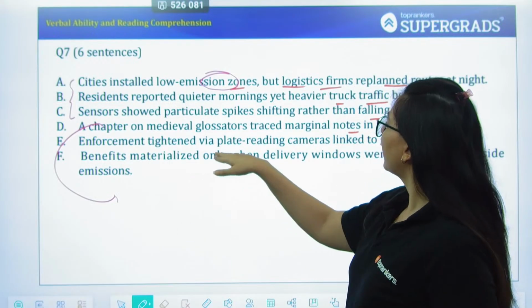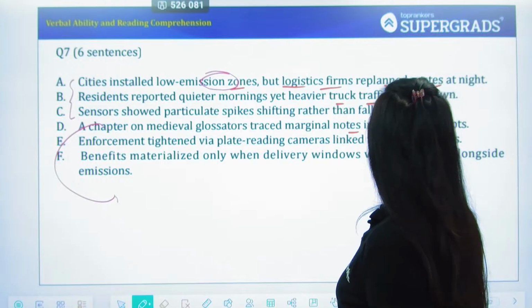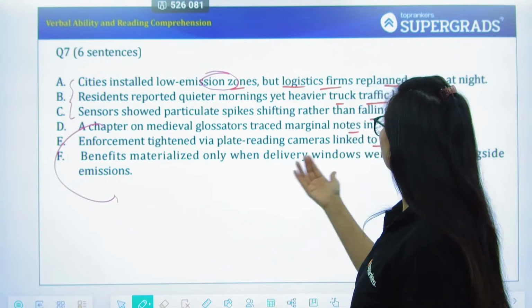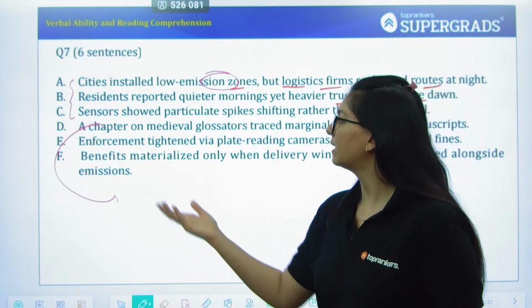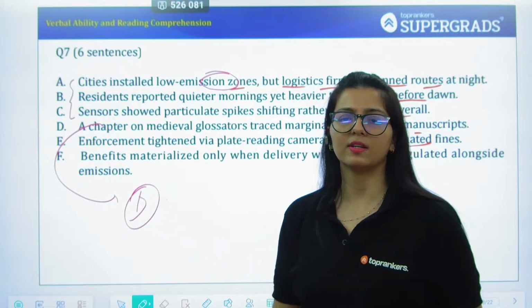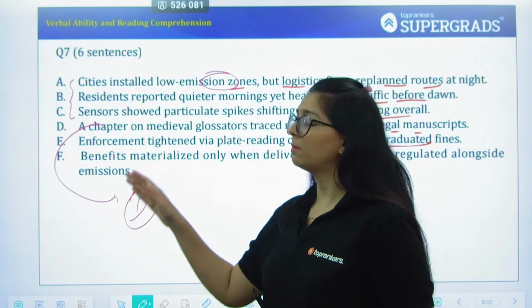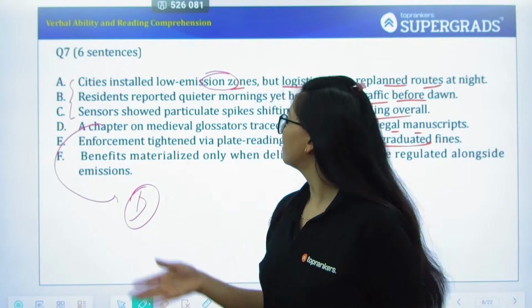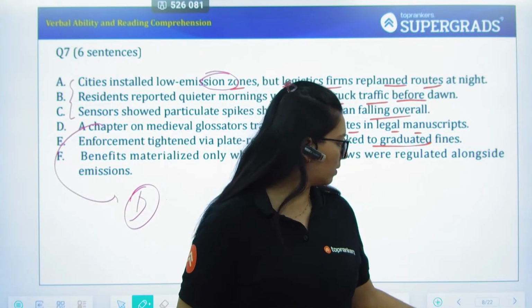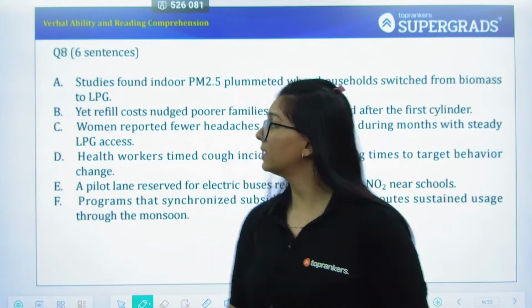Now, enforcement tightened via plate reading cameras linked to graduated fines. Benefit materialized only when delivery windows were regulated alongside emission. So obviously, this is just right there, the odd sentence will have to be D, because all of these talk about the emission. And the one statement that tends to be talking about medieval glossators is, of course, the odd sentence. The next one, please.